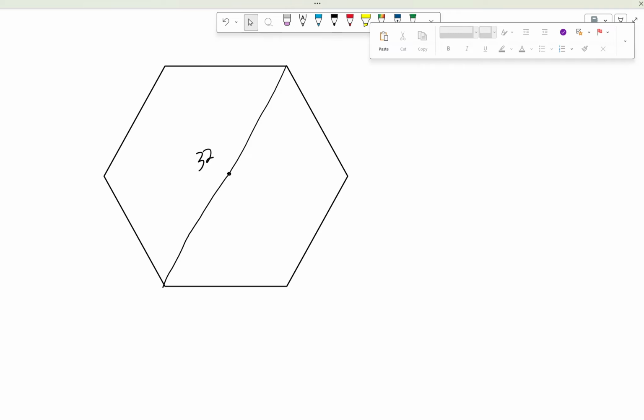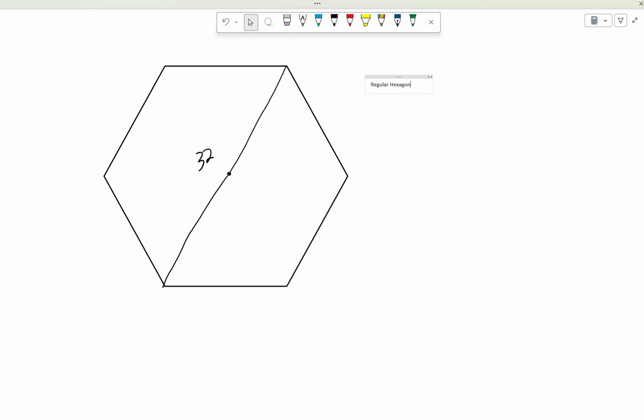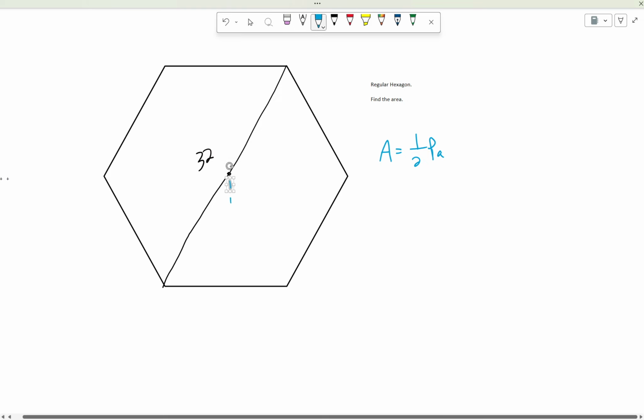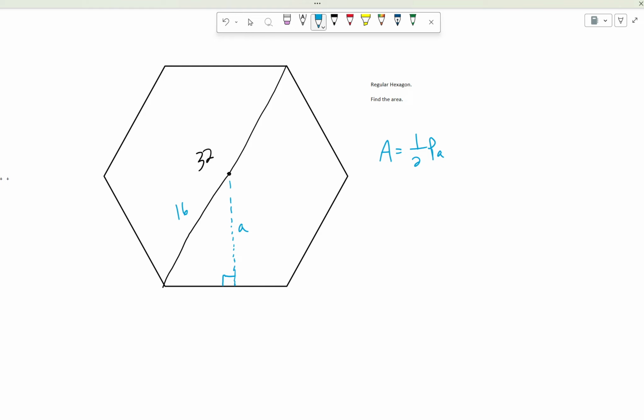Okay, this is a regular hexagon, so it has 6 sides, and we're going to find the area. Here's how we do it. Use the same formula: A equals 1/2 of P times A. So let's mark up the rest. Let's create this line right here. This right angle, it looks like an altitude from that center, and that's my apothem, which I'm going to have to solve for, and I have enough information. Because think about this: if this is 32, this has to be 16 right here.